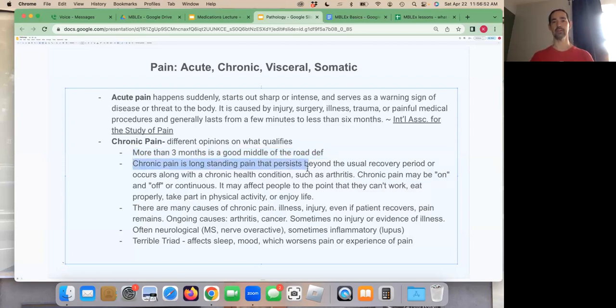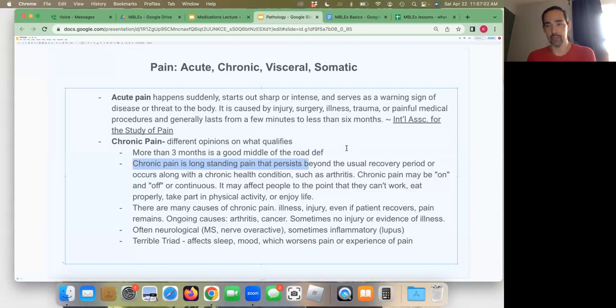Chronic pain is long-standing pain. People have had it for a long time. If it's chronic, they've had it for a long time. It's pain that persists beyond the usual recovery period of a disease or an injury or a condition. It occurs with a chronic health condition sometimes, like arthritis. Chronic pain may be on and off. It may affect people to the point that they cannot work, they cannot eat properly, they cannot sleep enough, they can't take part in a physical activity, they cannot enjoy life.